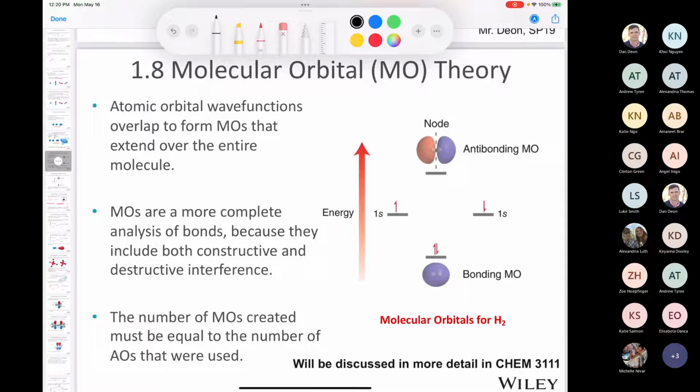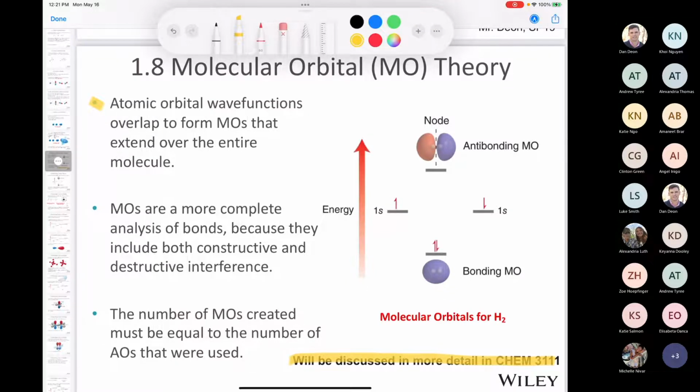Molecular orbital theory: there isn't much that you need to know about it because it is discussed in greater detail in organic chemistry too. However, you should know the idea of a bonding molecular orbital and an anti-bonding molecular orbital. It says atomic orbital wave functions can overlap to form molecular orbitals that extend over the entire molecule. If we're talking about orbitals that extend over an entire large molecule, you can imagine they get very complex, and thus we'll only be thinking about something very simple.